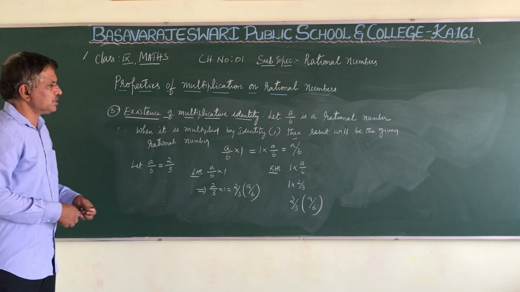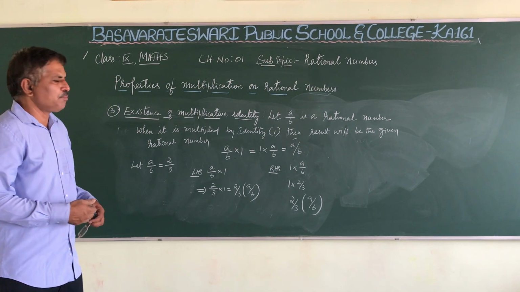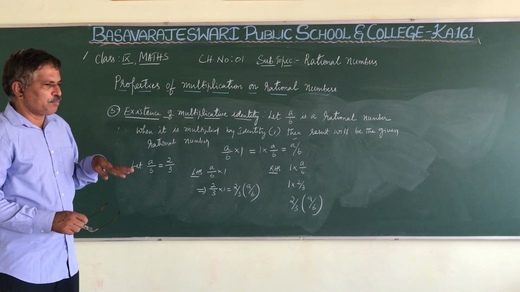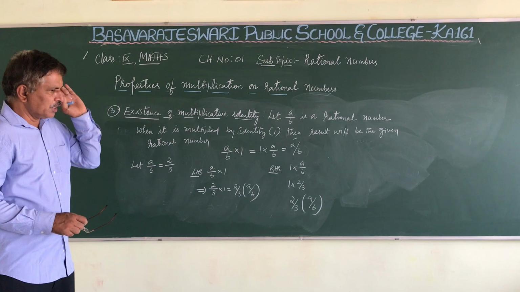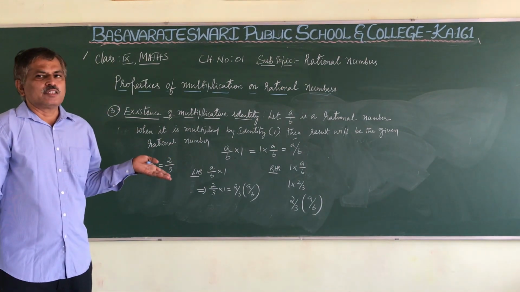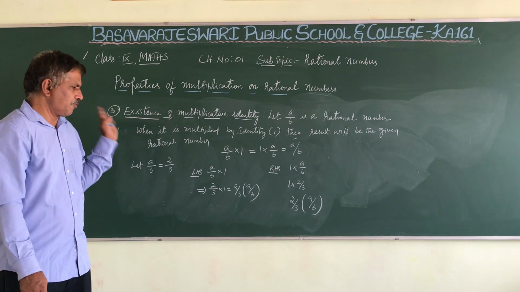Very clearly, existence of multiplicative identity means any rational number, if it is multiplied with 1, it is the rational number itself. Any rational number multiplied with 1 will be the given rational number itself. Let's take down.